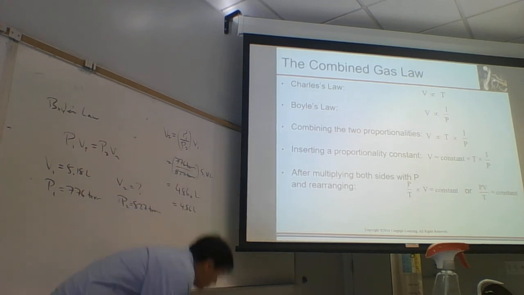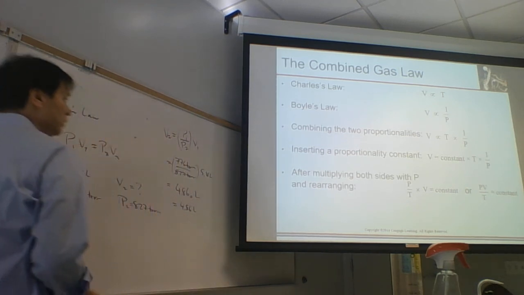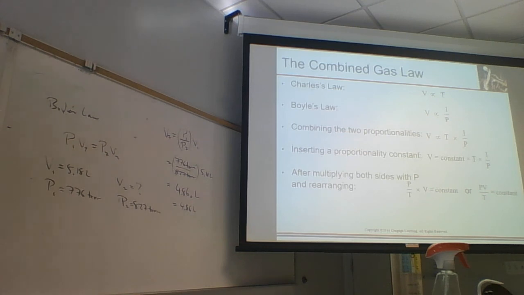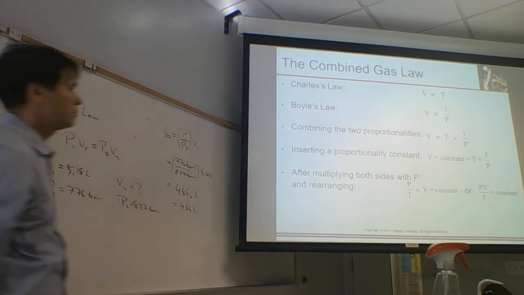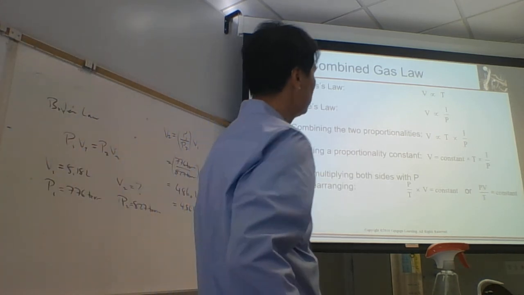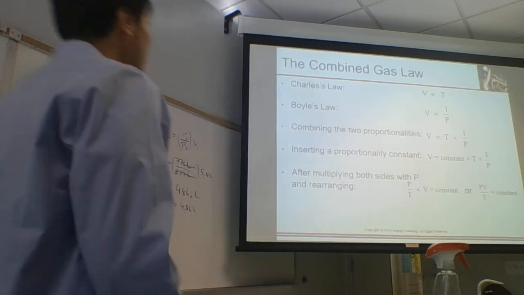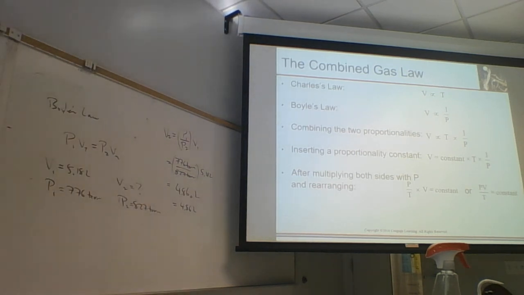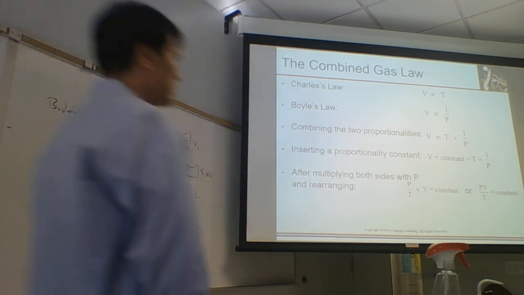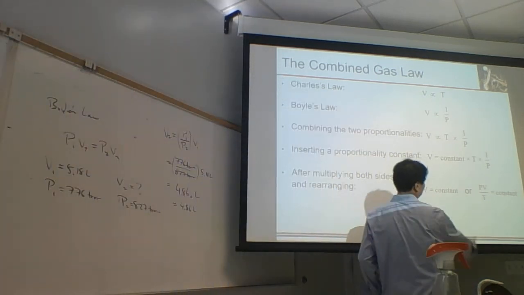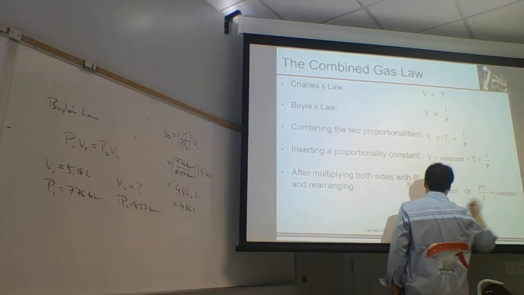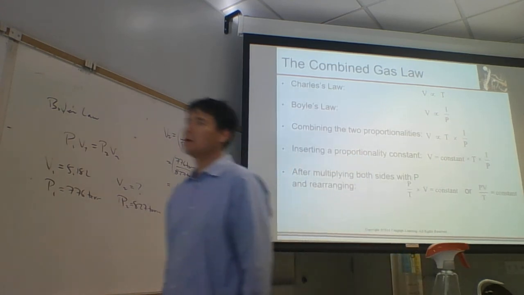You know, just for a historical perspective and the scientific method, we talk about it. But what we do instead is combine them, because Charles' law says volume is proportional to temperature, and Boyle's law says volume is inversely proportional to pressure. When we combine the two, we end up with something like this: pressure times volume over temperature is equal to a constant. So that ratio is always a constant.